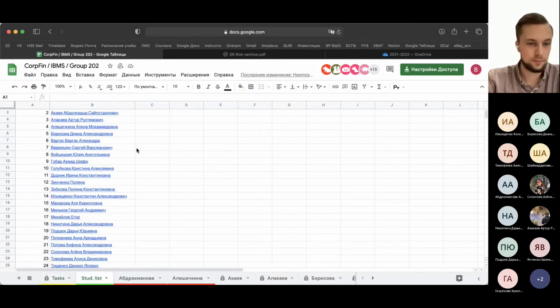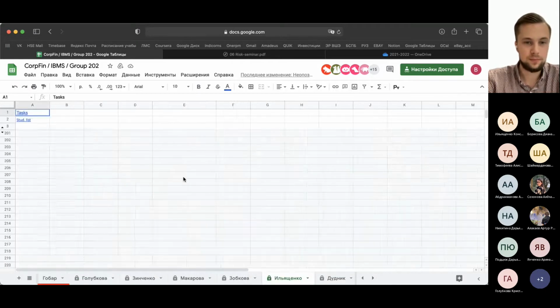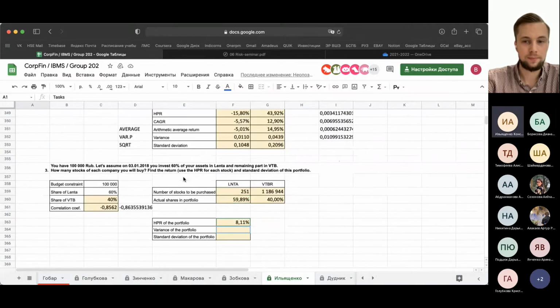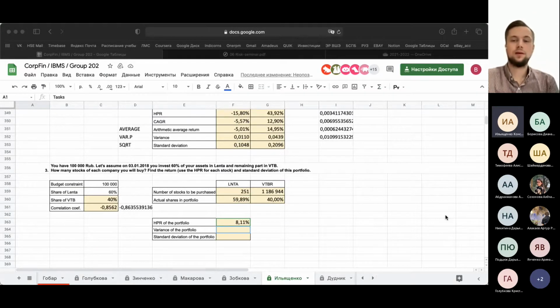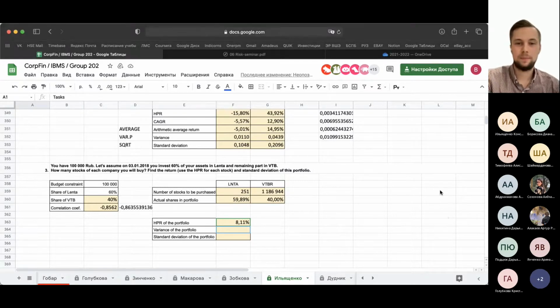Konstantin, let's look. But maybe someone else wants to show it. Well, I'm in the process of calculating variance, but maybe someone else is ready also. I may show initial calculations, but I don't know how to go further, unfortunately. I have done initial calculations, the number of stocks to be purchased and so on, but I'm not sure about the HPR of the portfolio and so on.